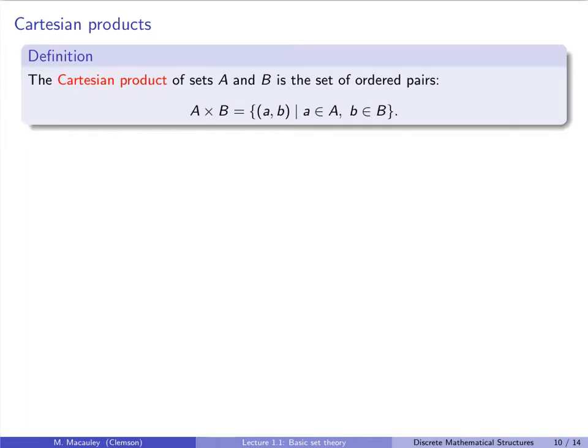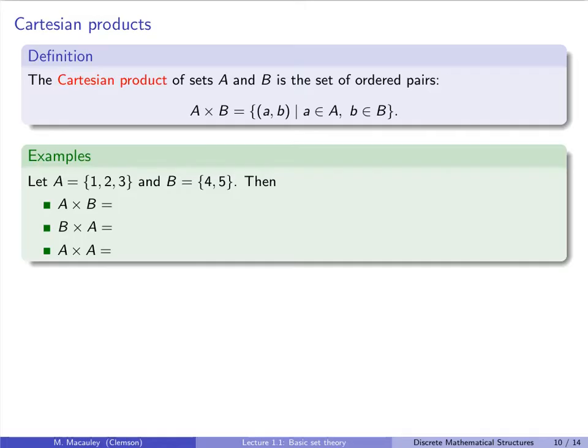Next up is the Cartesian product of sets A and B, which is a set of ordered pairs. So we denote it with this little X symbol, A cross B, which is the set of all ordered pairs (a, b), such that little a is in the set big A and little b is in the set big B.